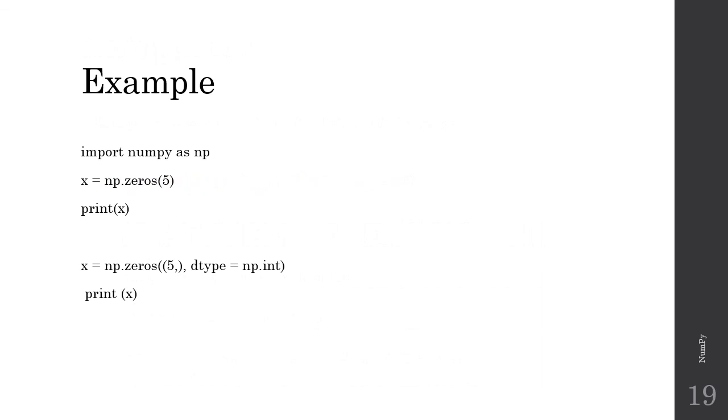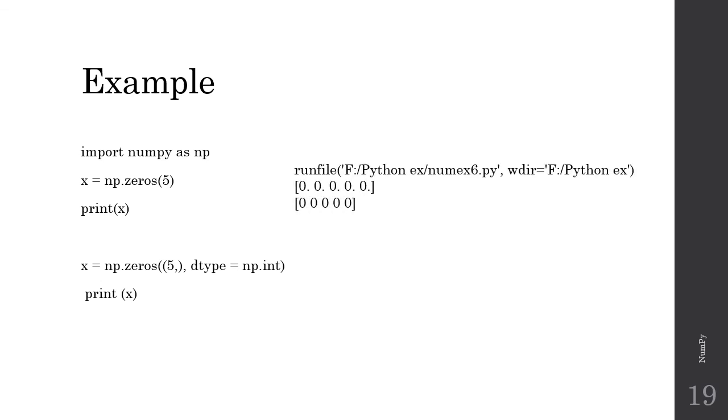An example of the zeros method. For this we have to import the NumPy package and call the zeros method. np.zeros(5) will create a one-dimensional array of size 5, and all the element values will be 0. By default, zeros creates the array with floating type values. That's why we got 0. 0. 0. 0. 0. as the answer. In the second example, I am specifying the data type as int. So we will get a one-dimensional array with 5 elements, the 5 values are 0 and the type is integer. This is an example showing the use of the zeros method.